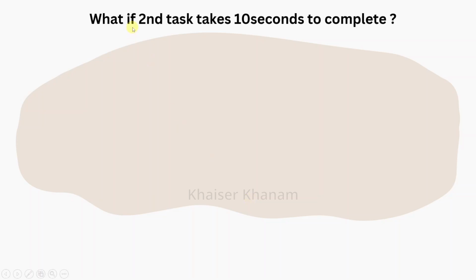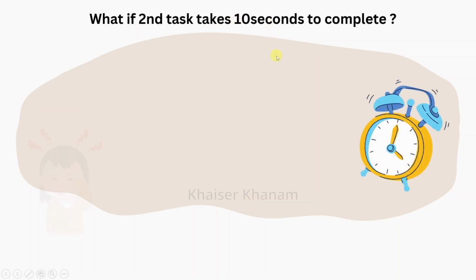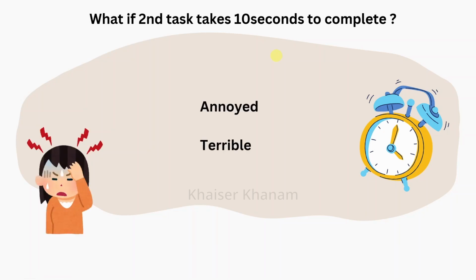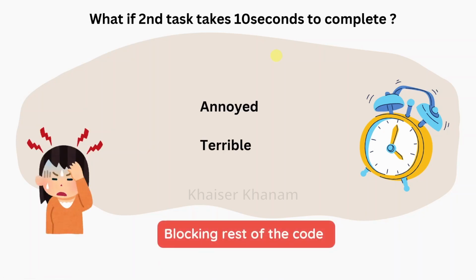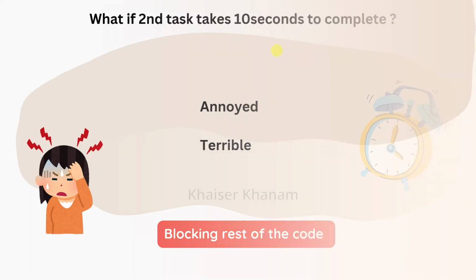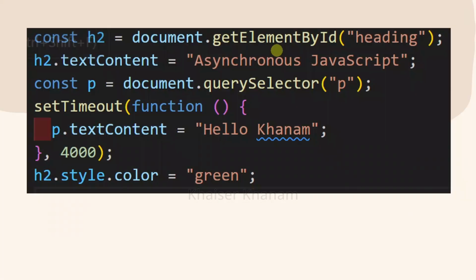So just imagine, if your second task is taking 10 seconds to complete, then the user will be feeling annoyed and the experience will be very terrible, because it has blocked the rest of the code and nothing is executed in my browser. So in this situation, asynchronous JavaScript comes into play, and this is an example of asynchronous JavaScript.